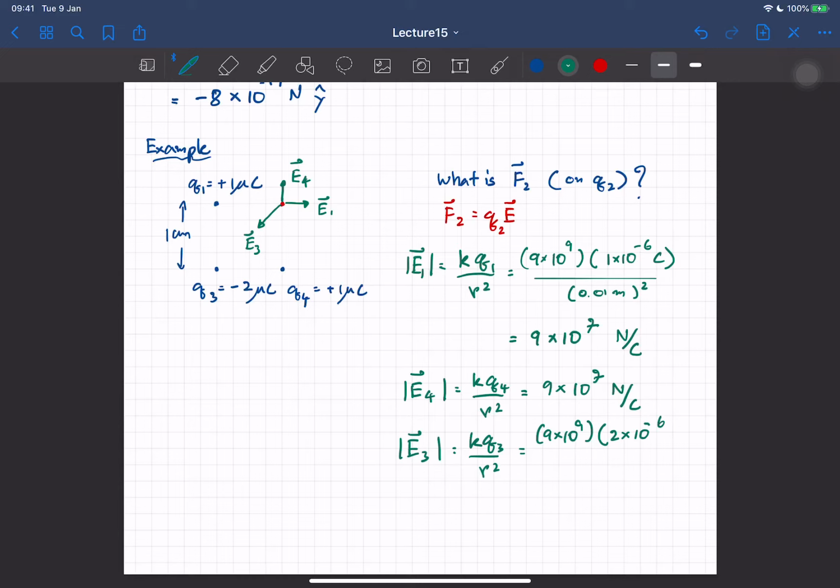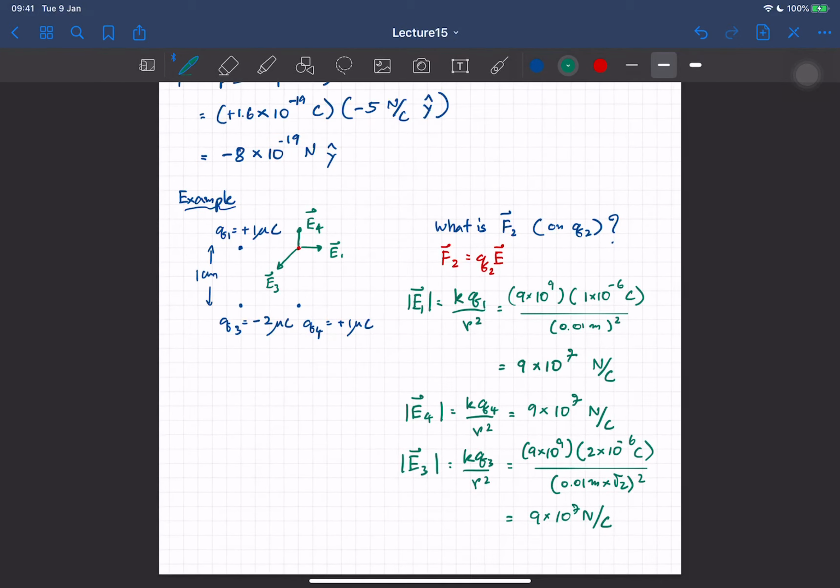So 2 times 10 to the minus 6 coulombs, divided by the distance squared. Well, the distance is 0.01 meter times square root of 2, right? Because it's the hypotenuse of this isosceles right triangle. So that's what you have here. And when you calculate this, you actually gonna get the same magnitude. So I chose the amount of charge such that all the electric fields have the same magnitude. But remember, they point in different directions.